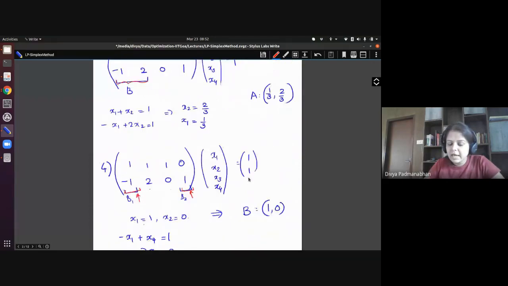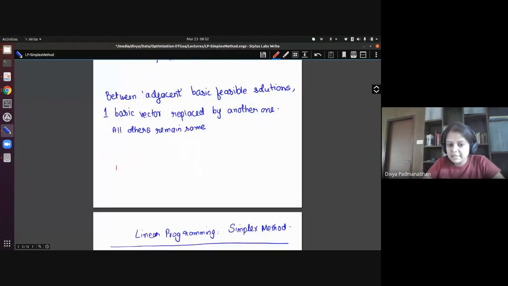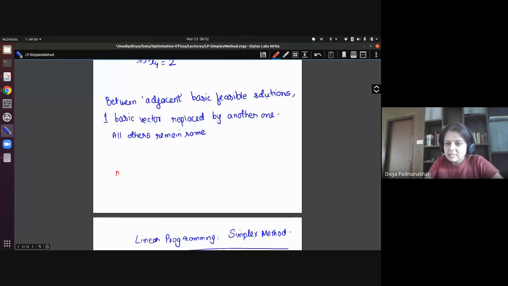So in general, if you have an m cross n system, between the adjacent basic feasible solutions, there will be a set of m minus 1. Let me just write this. A is in R m cross n, so the basis is always going to be of size m cross m, right? So m linearly independent vectors. Here, of course, we assume that m is less than n. So you are going to have m linearly independent vectors from this set.